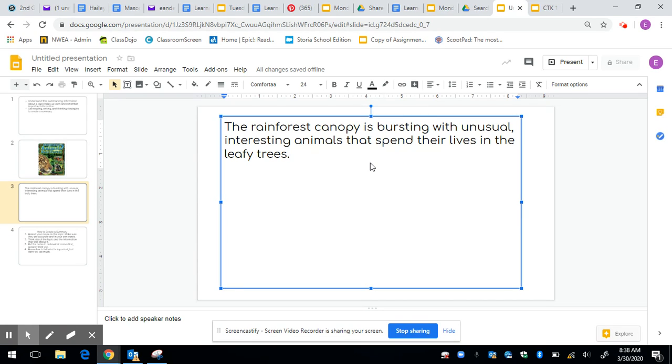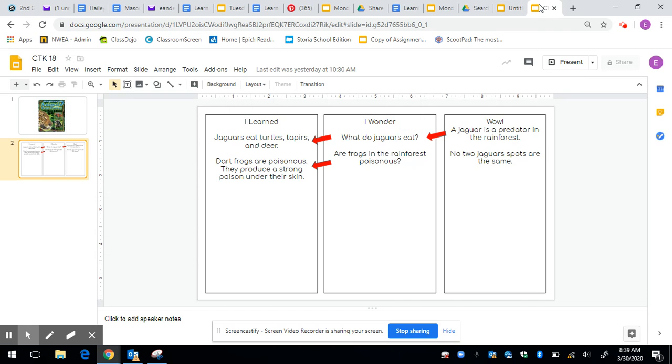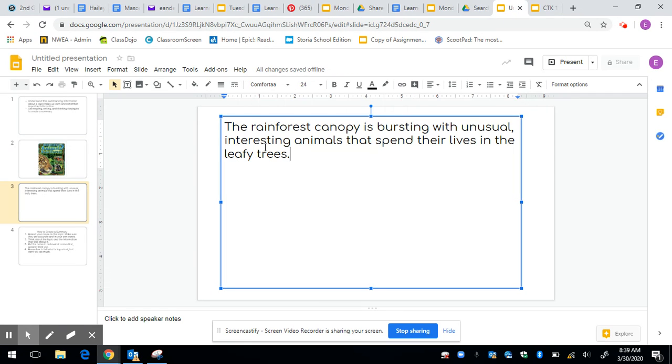So I used words like bursting. The book didn't say bursting, but I know that the rainforest canopy has lots and lots of animals. So I would think that that is accurate information. Now we're going to talk about one of the animals that we learned more about yesterday, and that's the jaguar. And I thought jaguars were predators in the rainforest, and I did learn that they do eat turtles, tapirs, and deer. So I'm going to summarize that in my summary today.